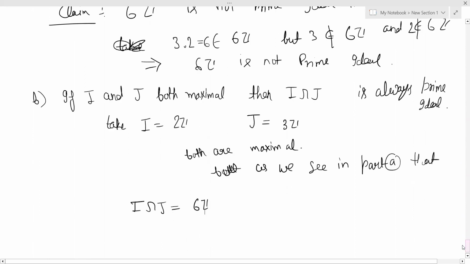Now we have to see that if I and J are both maximal, then I intersection J is always a prime ideal. But we are disproving this one also. Take a similar one: I equals 2Z, J equals 3Z. Now they are both maximal, but as we saw in part A, I intersection J is 6Z, which is not a prime ideal, right? So this is false.